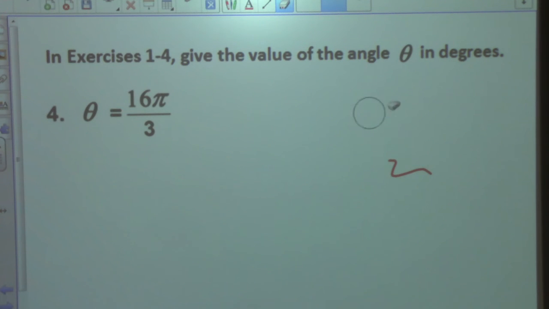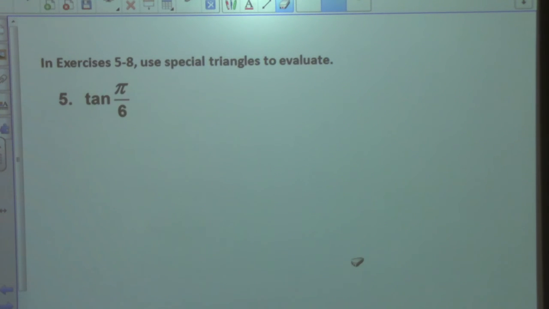Okay, we have a next set here, which is using special triangles to evaluate. And what are the special triangles? 30, 60, 90, and there's another, 45, 45, 90. Good job. So these ones here, didn't we work problems like this yesterday? Or was it the day before yesterday? We kind of went over it a little yesterday. Elizabeth did it. Oh, that's right.